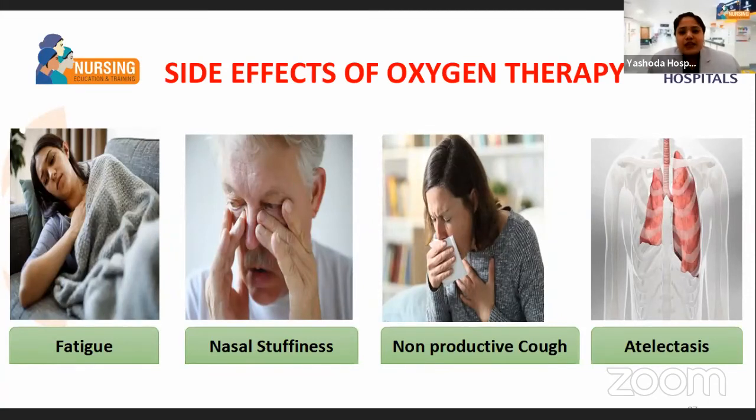What do you mean by that? Anybody? You can just type your answer in the chat box. Okay. Collapse of the lung. Fine. Actually, to be clear, you need to say it's a collapse of the alveoli. As you're giving an excessive amount of oxygen with pressure into the lungs, it leads to nitrogen deprivation, which will lead to the collapse of the alveoli. So collapse of the alveoli means atelectasis.